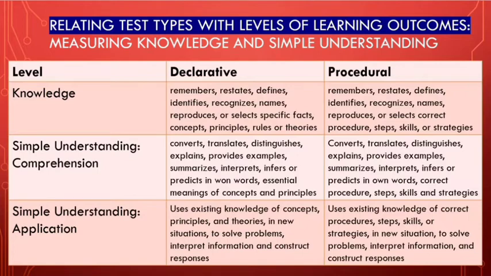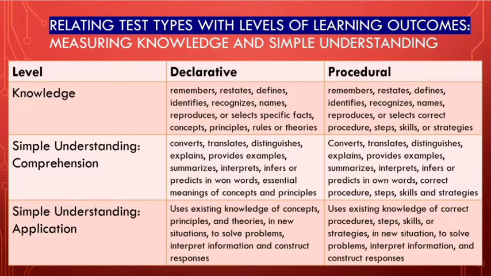Now, for that knowledge level, if you want to level up to the procedural aspect, it could be done as follows. You ask your learners to remember, to restate, to define, to identify, to recognize, to name, to reproduce, to select correct procedures, steps, skills, or categories. Knowledge here is the lowest and simplest level in the cognitive taxonomy according to Anderson and Krathwohl. Knowledge and simple understanding make up the early stage of understanding. So this is the basic one.